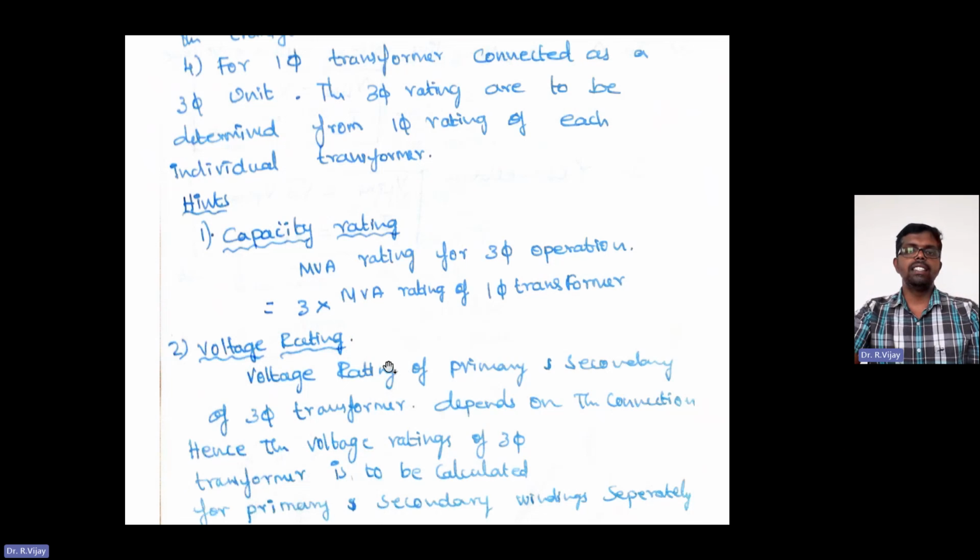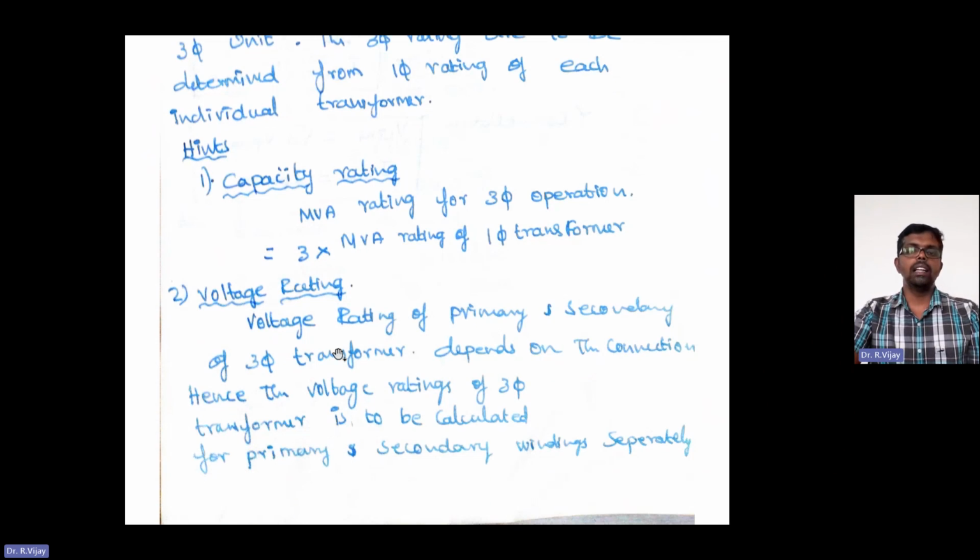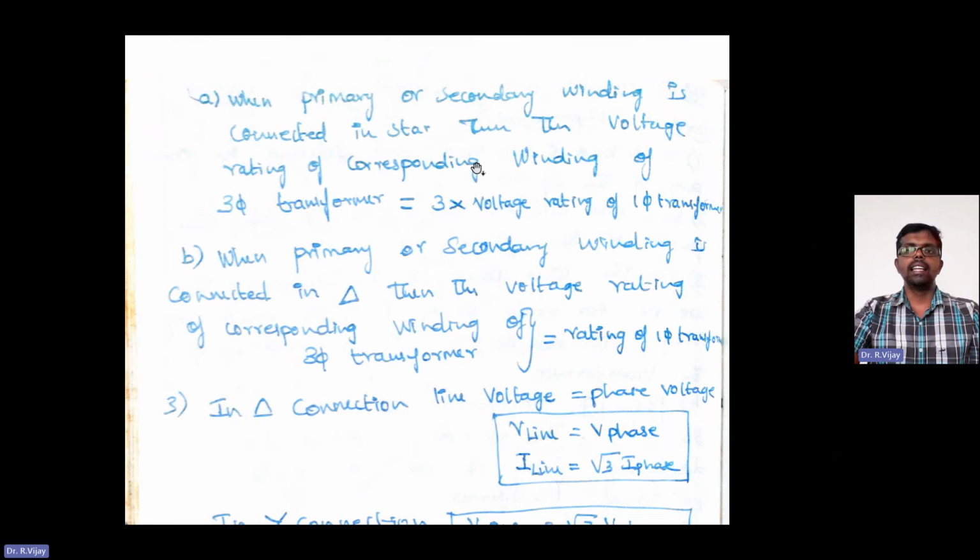Next is voltage rating. The voltage rating of primary and secondary of a three-phase transformer depends on the connection. Hence, the voltage rating of a three-phase transformer is to be calculated for primary and secondary windings separately. It depends on what connection it is. That connection we'll see in the next slides.